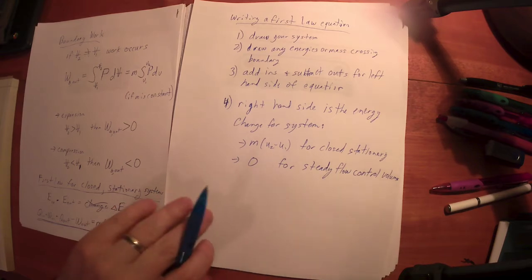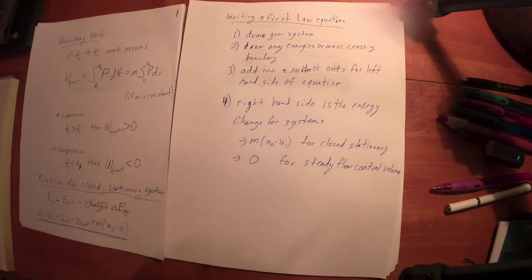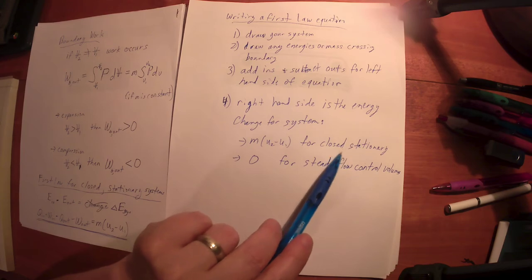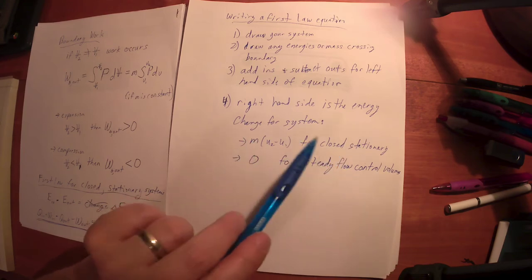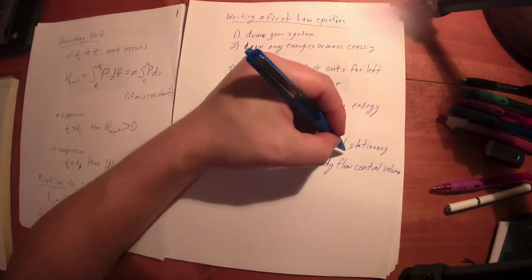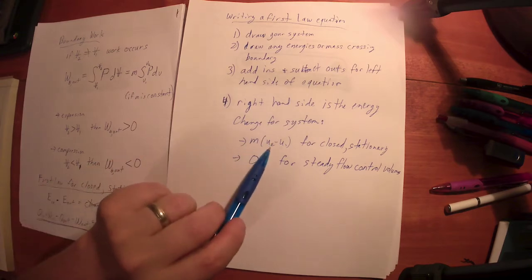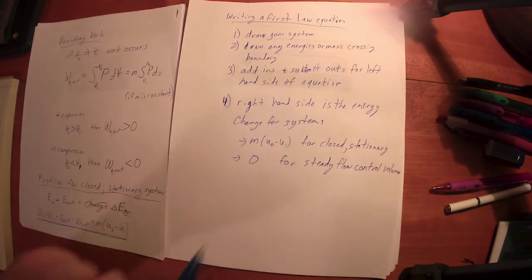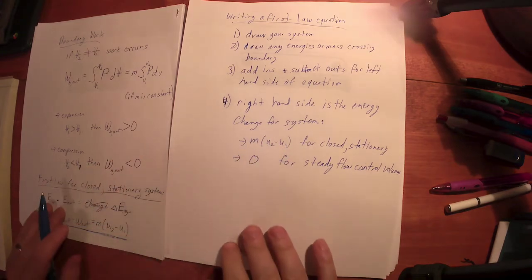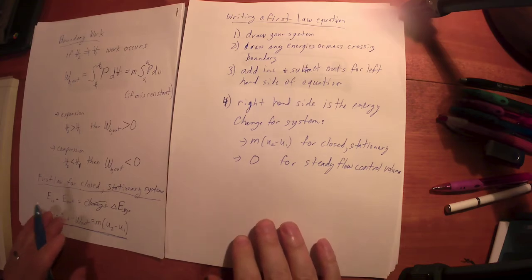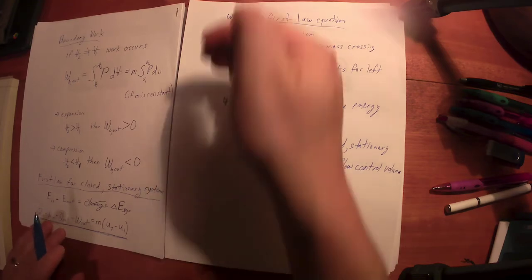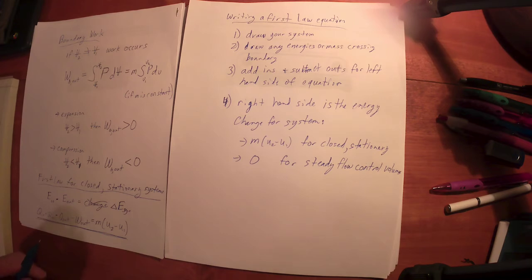Here we're kind of focusing on chapter 4, so for us it's going to be m delta u. Because again, if it's closed, the mass is constant, so it factors out. And if it's stationary, two adjectives there, if it's stationary, there's no change in kinetic and no change in potential energy. So this is the procedure for writing a first law. Remember, I drew out kind of a nice set of steps for using property tables. This is a nice set of steps for writing a first law equation.